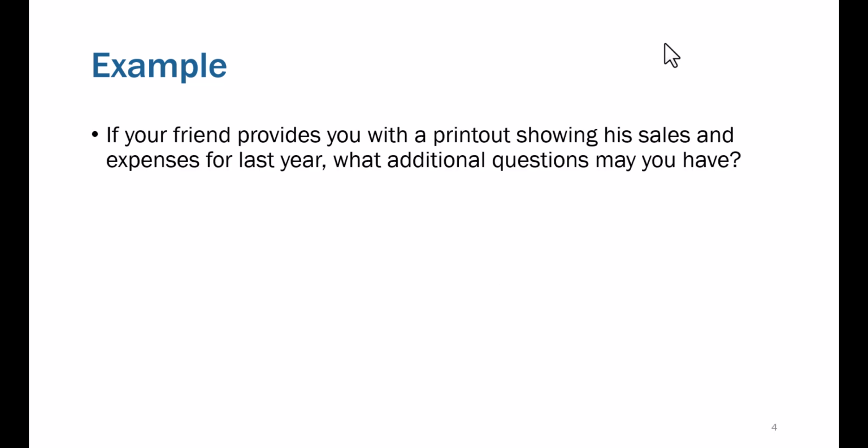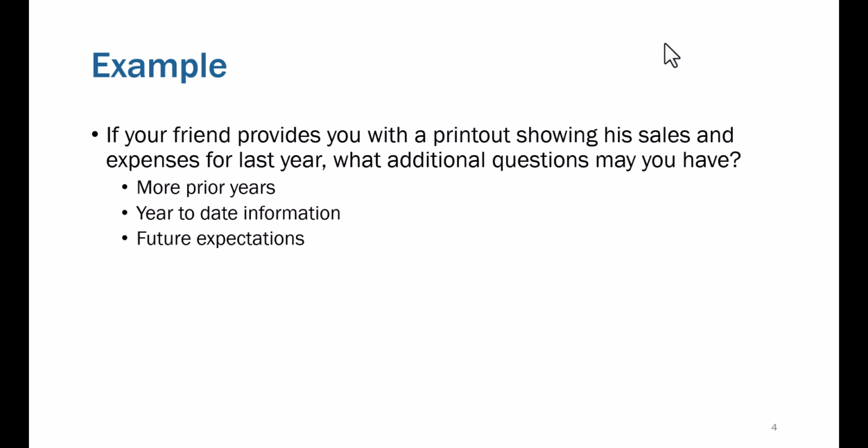Now, if your friend provides you with a printout showing his sales and expenses for last year, that might be a good start. You might get some understanding, but when you think about additional questions you might have, you might want to look at more than just one prior year. You might want to look at how the current year is going. You might want to look at future year forecasts, and then also proof that whatever he showed you is real and that he's not just inventing this to try to get you to give him some cash.